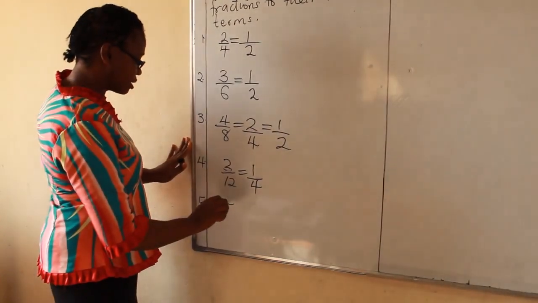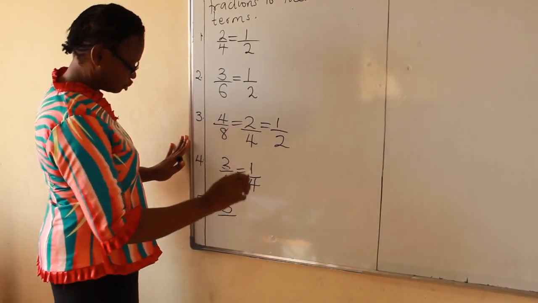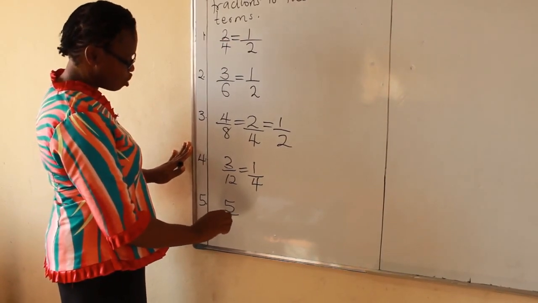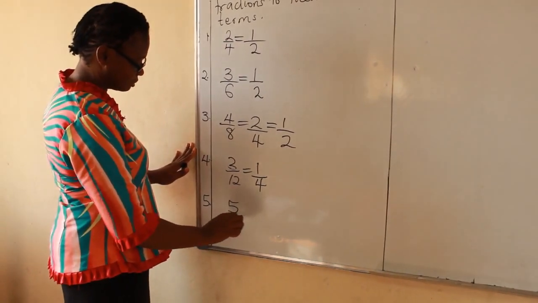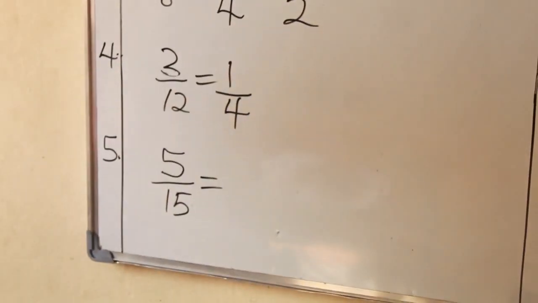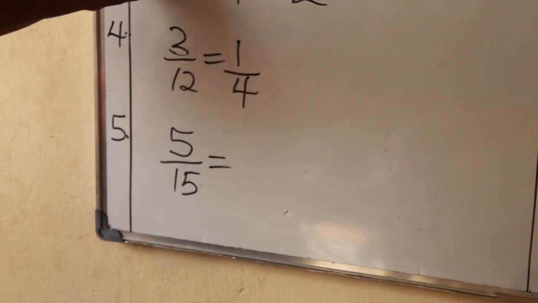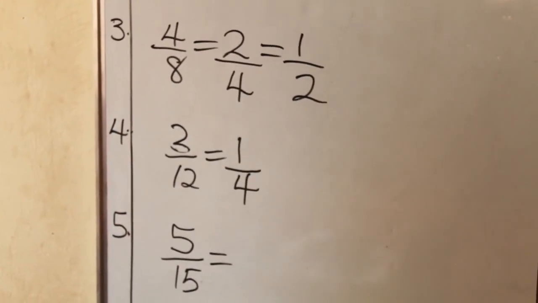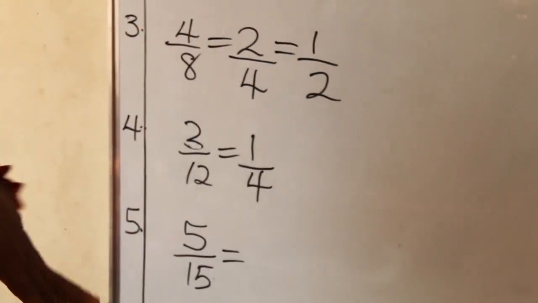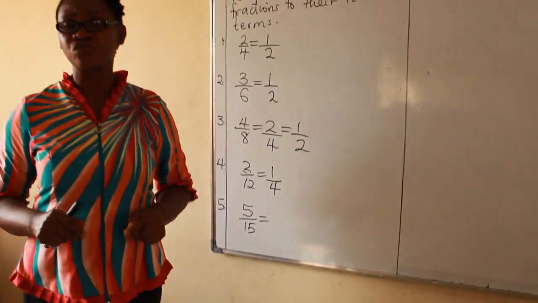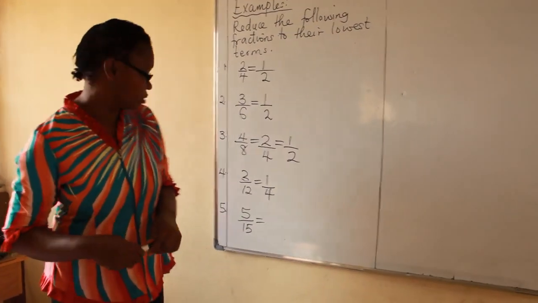I'll take another number off so that you won't use 2. Let me say 5 over 15. We have touched 4, we've touched 3. Now we go to 5. 5 divided by itself. Let me change my language now. 5 divided by 5. What will you get out of it? How many will you get?